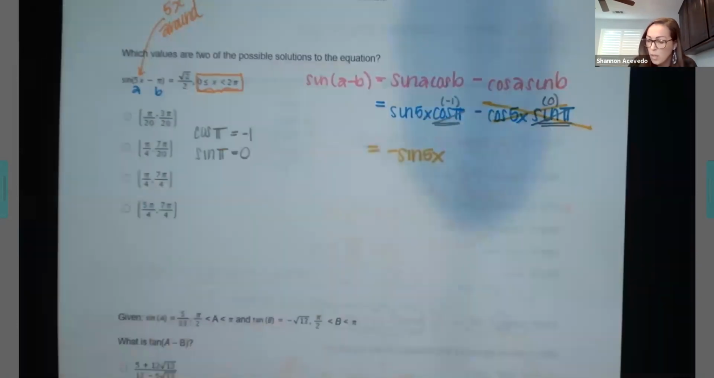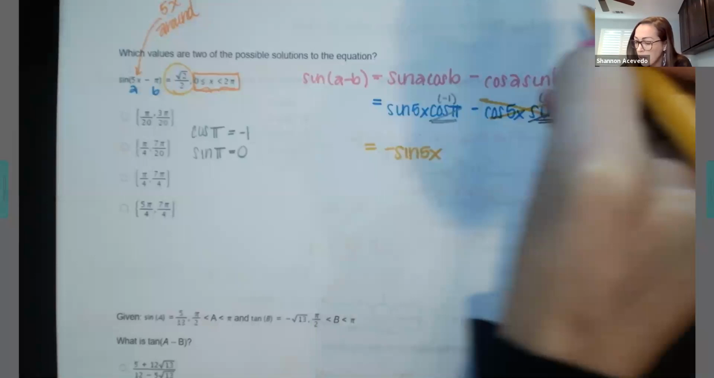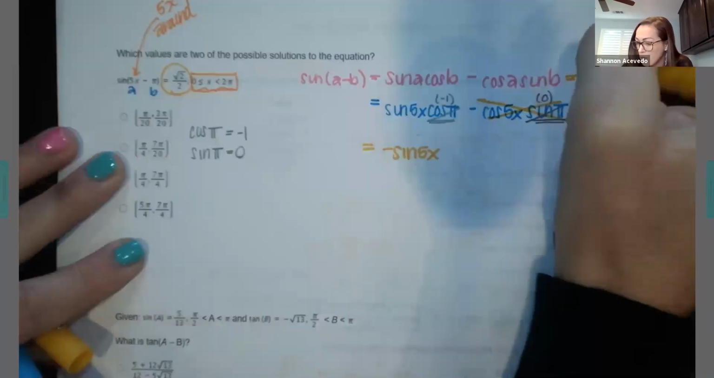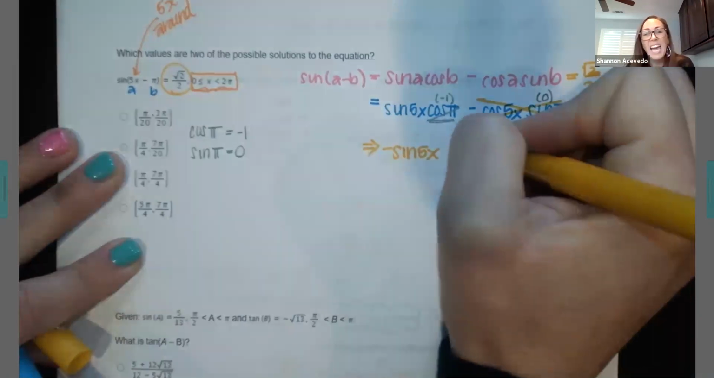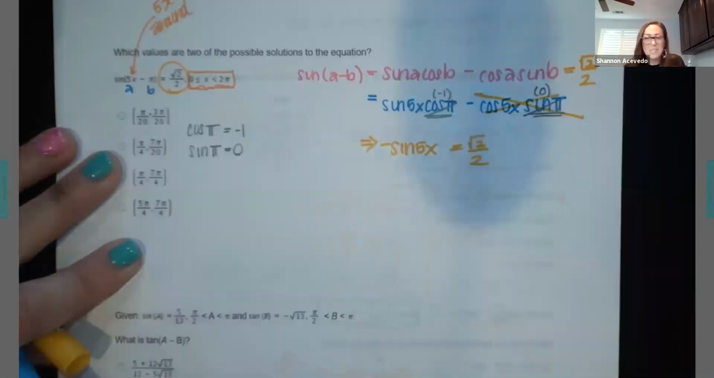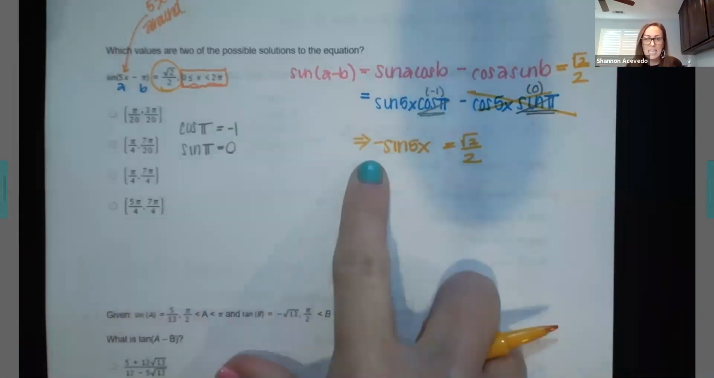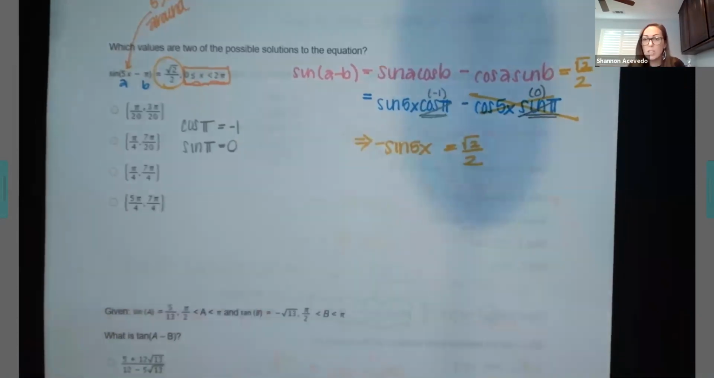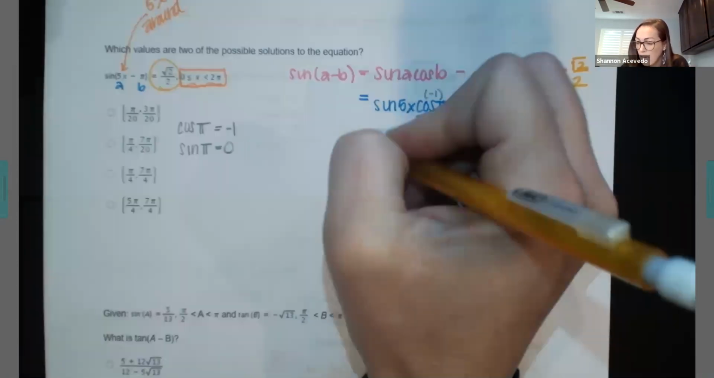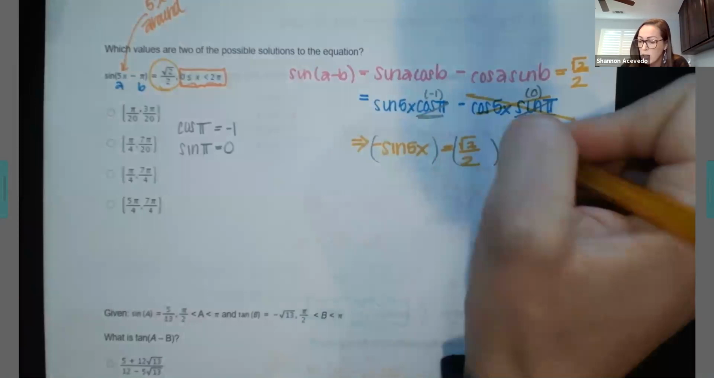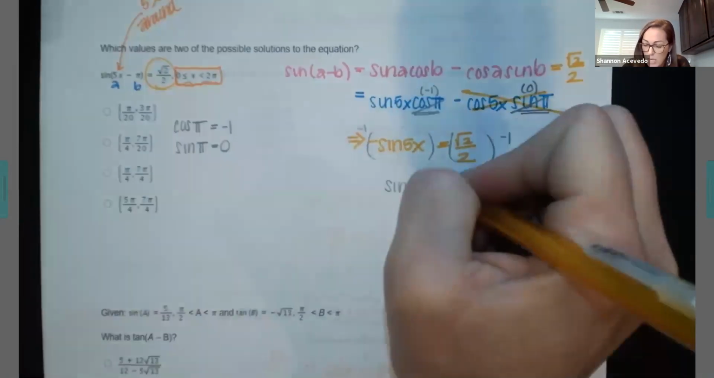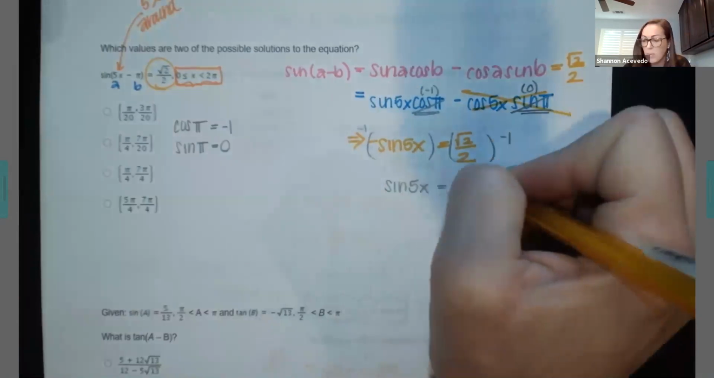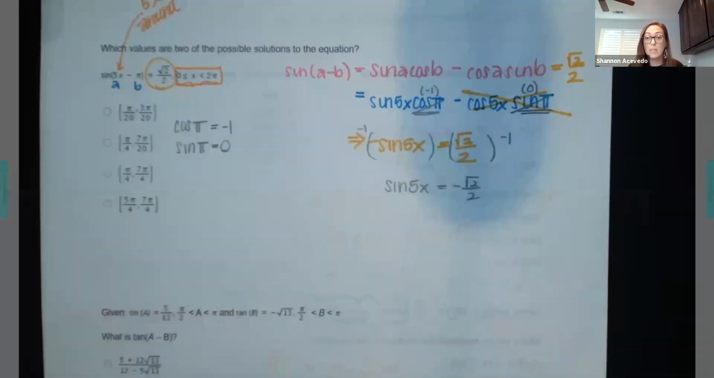And remember that this whole thing was equal to my square root of 2 over 2. So this is going to be equal to my square root of 2 over 2. And like we did before, I don't want this to be negative. If it has a negative there, get rid of it. The way you get rid of it, just multiply both sides by -1 or divide by a -1, however you want to look at it. So this would become sine of 5x is equal to negative square root of 2 over 2. Okay, so here's the tricky part.